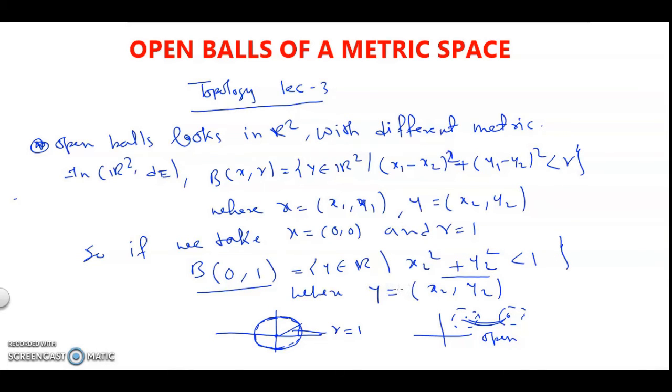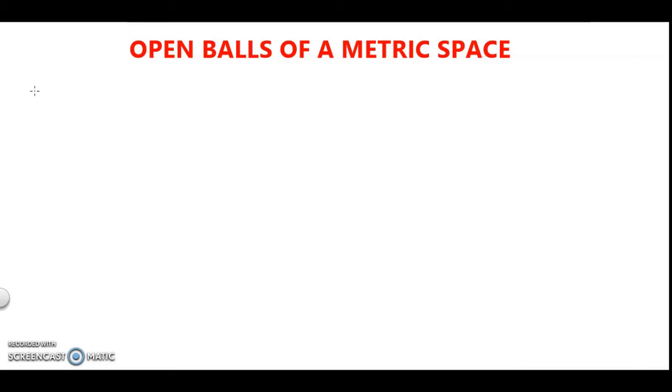Now we will see in R2 with another metric how an open ball will look. The second one is similar, in R2 with another metric. Let's suppose it is defined as the D infinity metric. Now, in this D infinity metric I will define the open balls, how they look. So the open ball B(x, r), where x is the center and r is the radius.